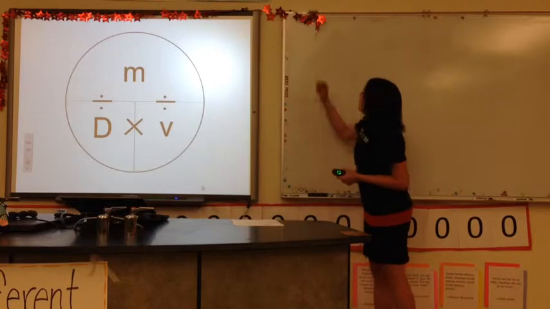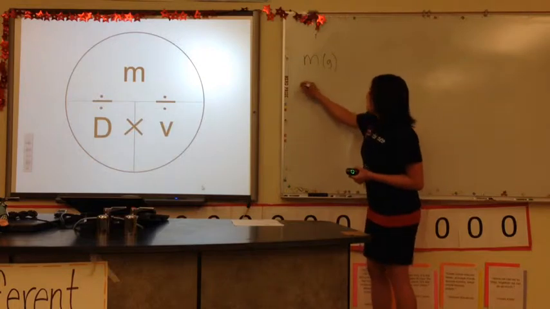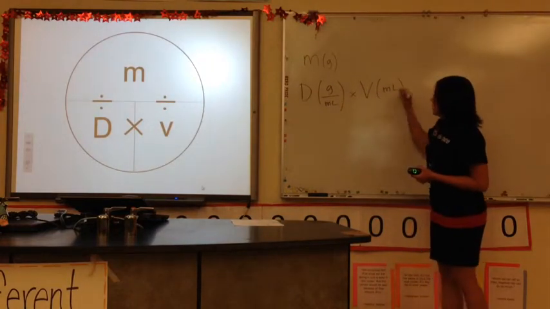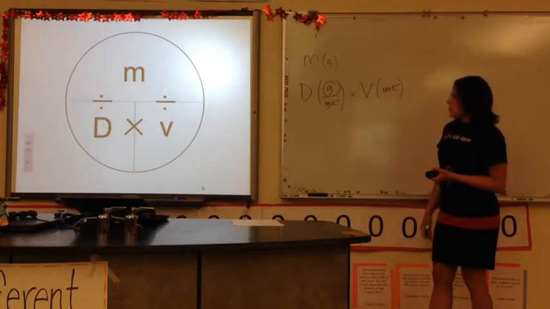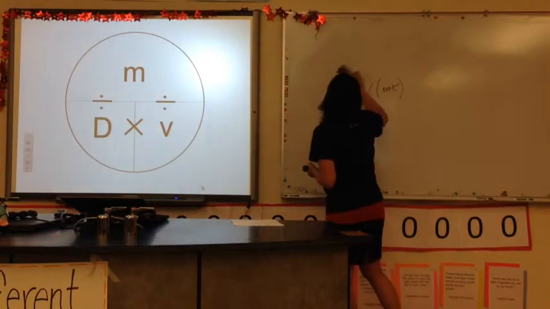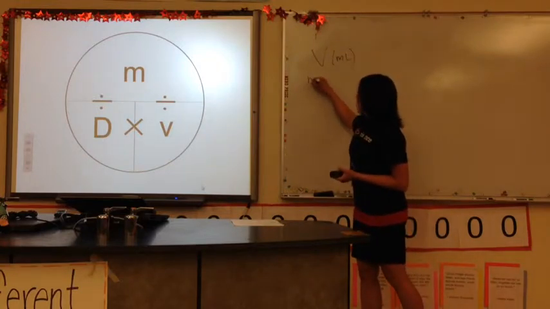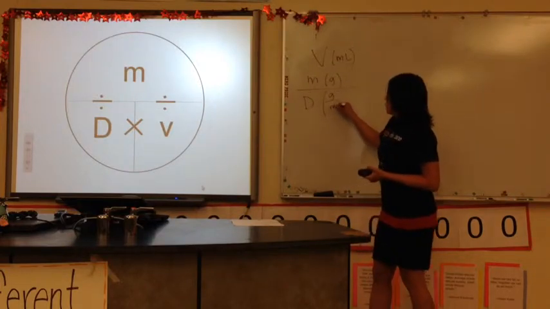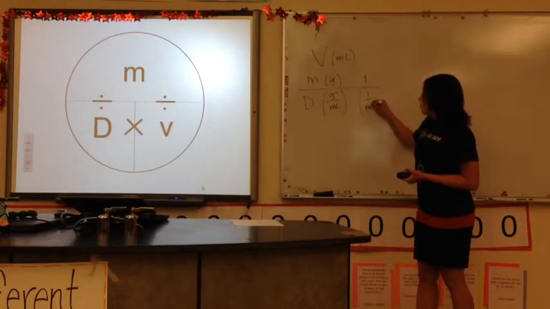Okay, so the units for mass are grams. If you take density, the units are grams per milliliter, and you multiply it by volume, the units are milliliters. Notice that milliliters over milliliters cancels out, and you're left with grams. What if you are solving for volume? Volume, the units are milliliters. So we would want to do mass, which is grams, divided by density, which is grams over milliliters. Grams cancels out, and now you have 1 over milliliters.